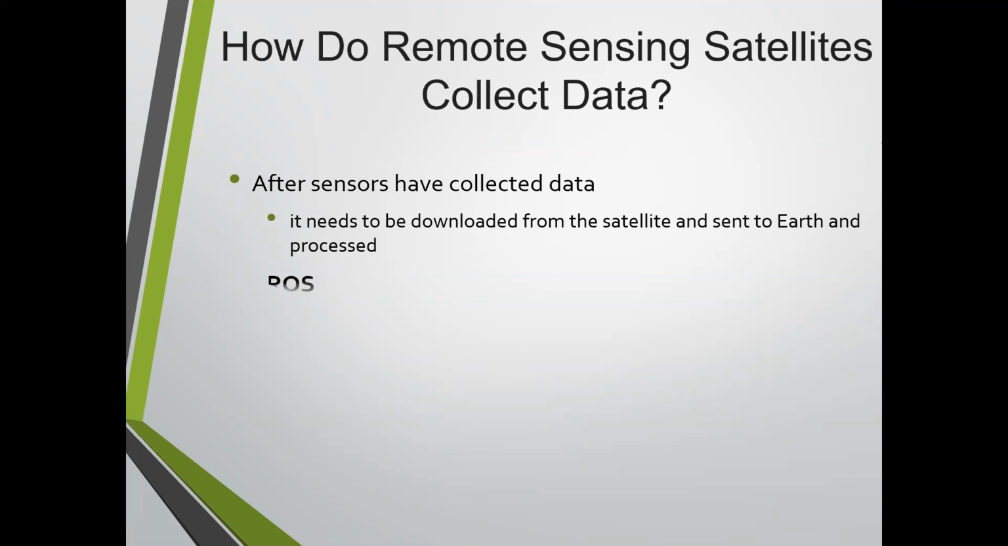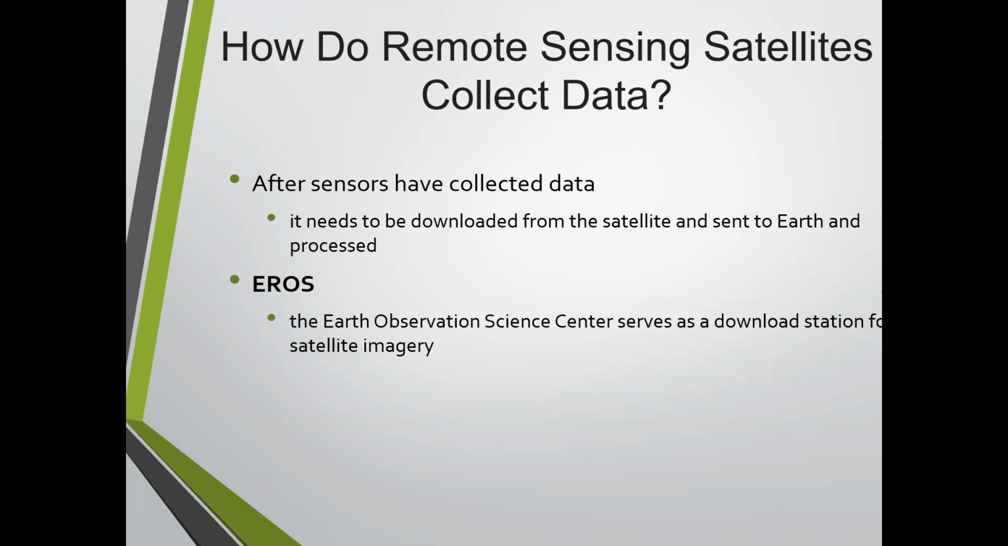And there's a collection point called EROS. EROS is the Earth Resources Observation and Science Center, which is located in South Dakota, and it serves as your download station for your satellite imagery. And it's probably not just one satellite, I think. It probably processes other ones as well. Primarily federal, probably U.S. types, but there might be other ones that pay for that service.